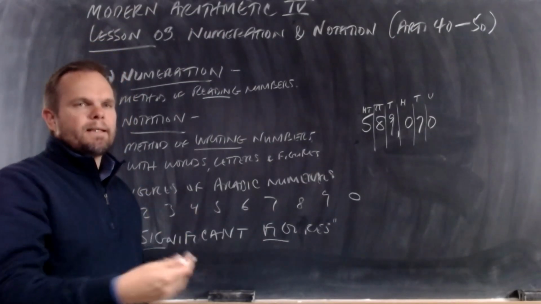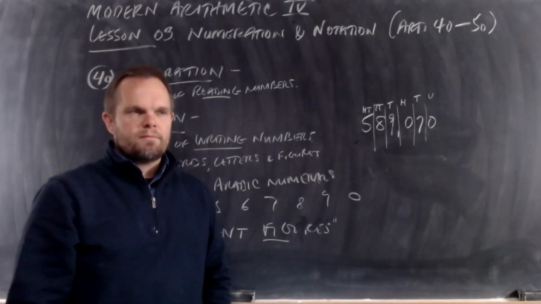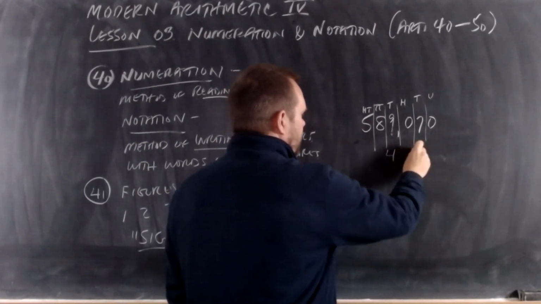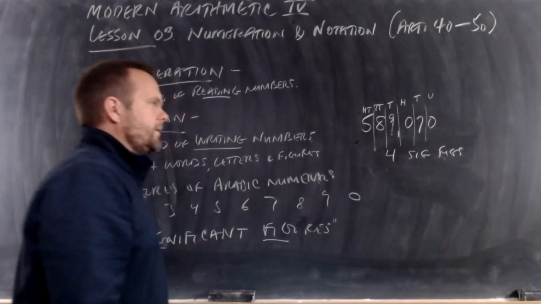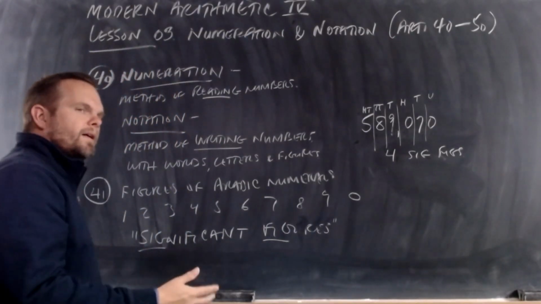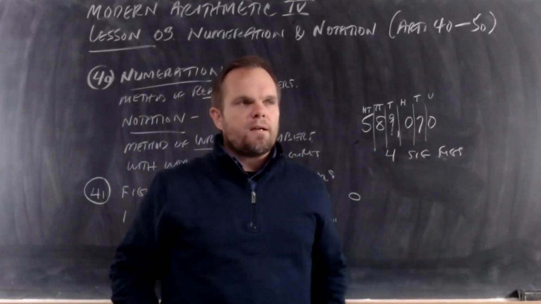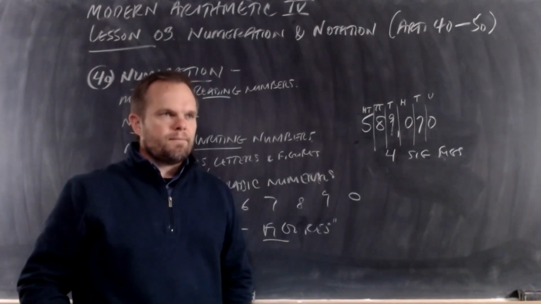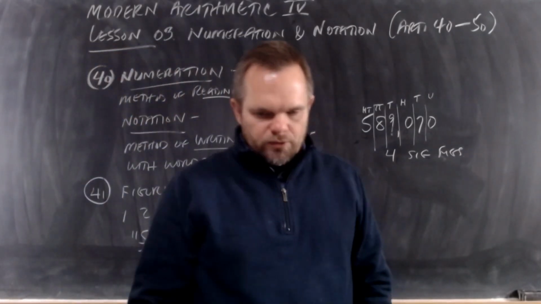So if we were to ask in the number 589,070, how many significant figures are in that number? What's the answer? 4. Okay? 1, 2, 3, 4. There are 4 significant figures. All right? 0 is really not a number. It's just a placeholder in this system of numeration and notation that we use. You understand that? 0 is just a placeholder. The other numbers are significant figures.